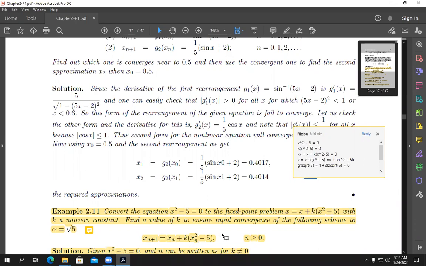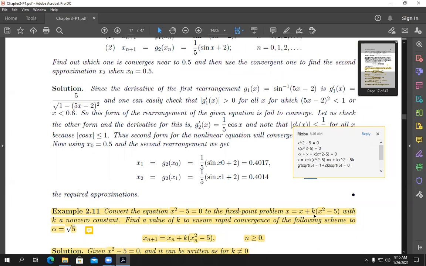You take the derivative. What is the derivative of this one, please? What is the derivative of g? 1 plus 2kx. Finish, right? The derivative of this one is 1 plus 2kx.